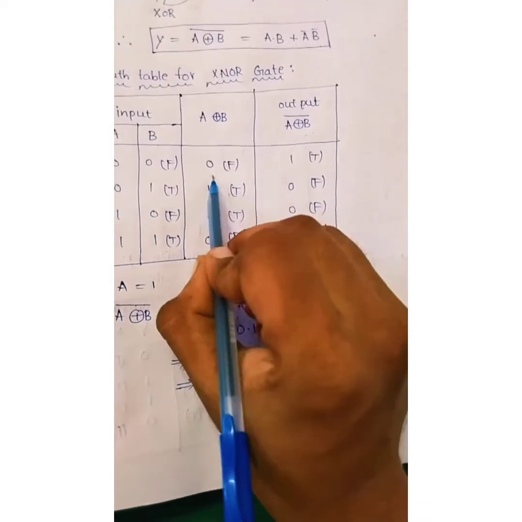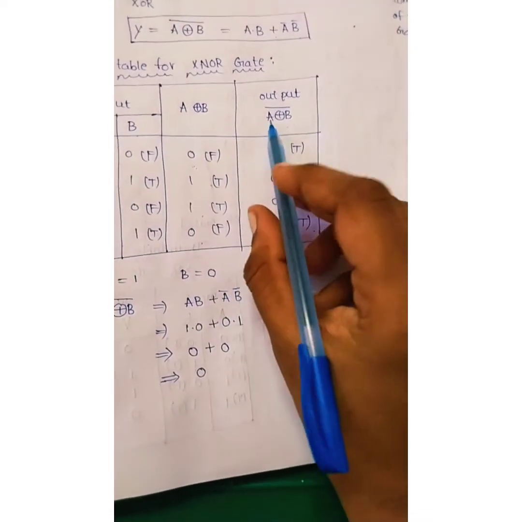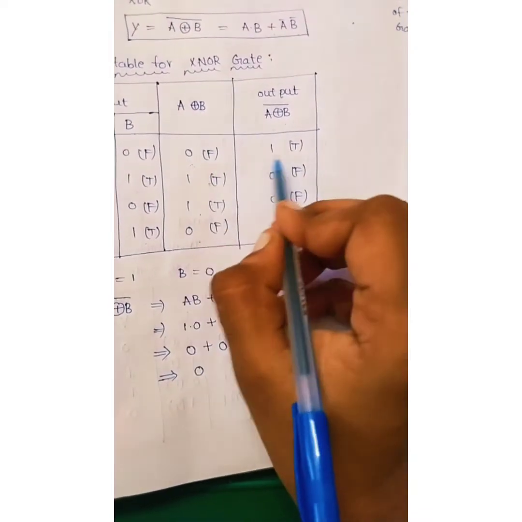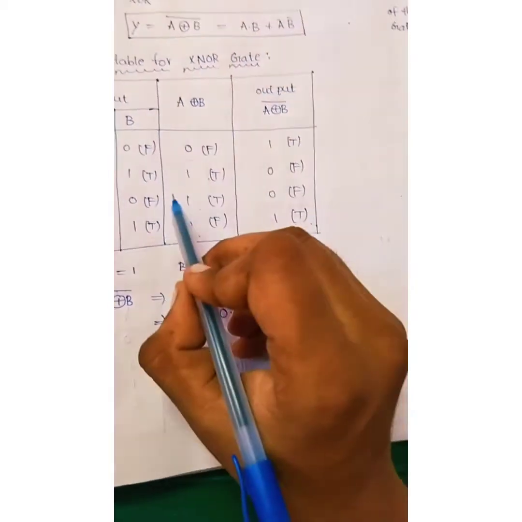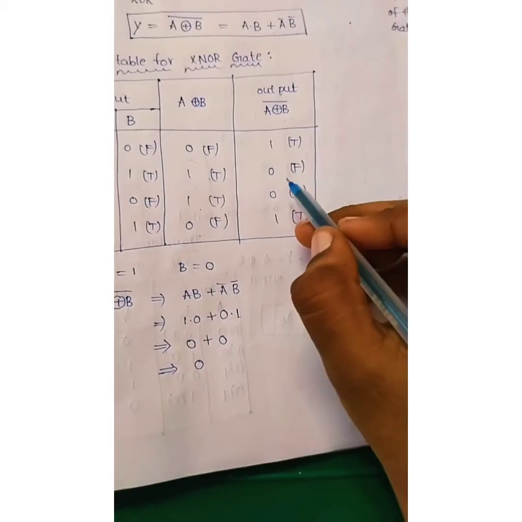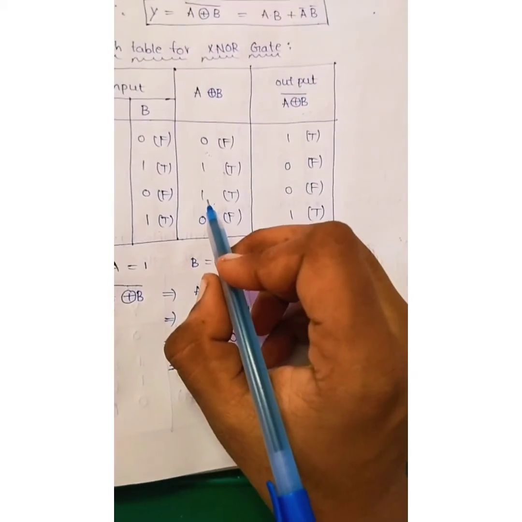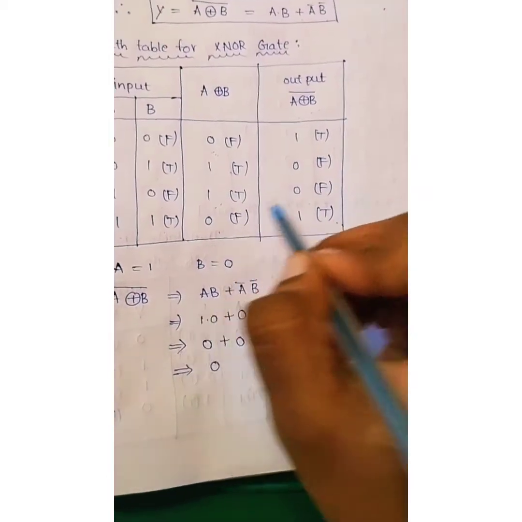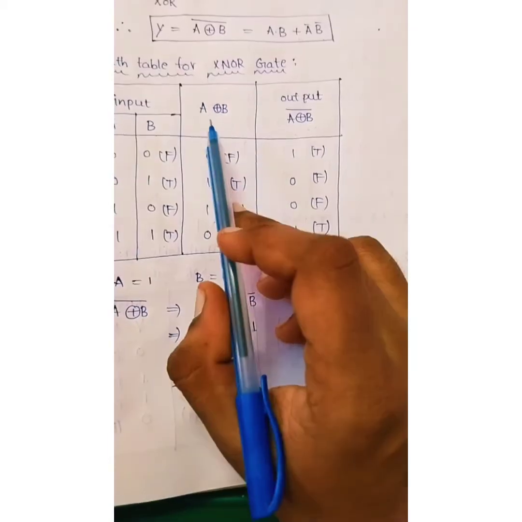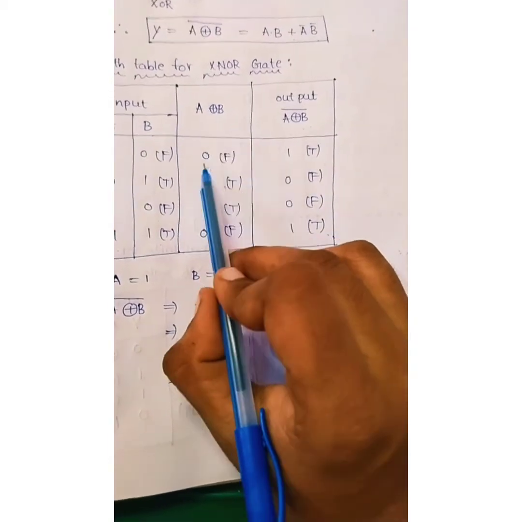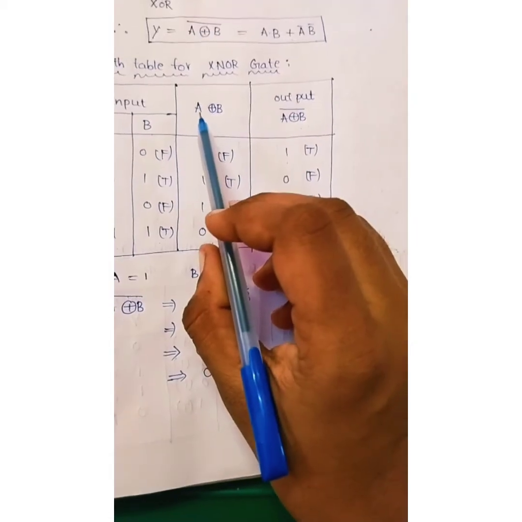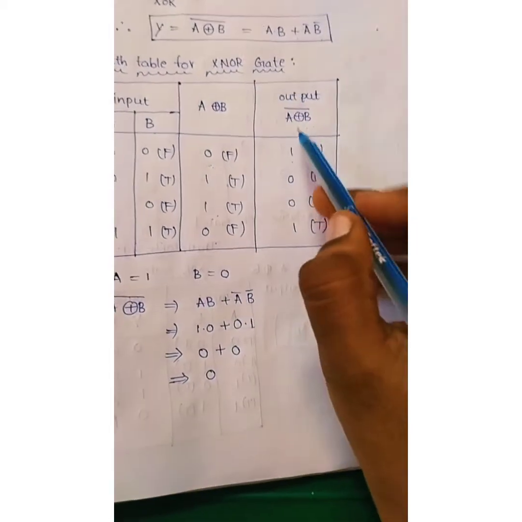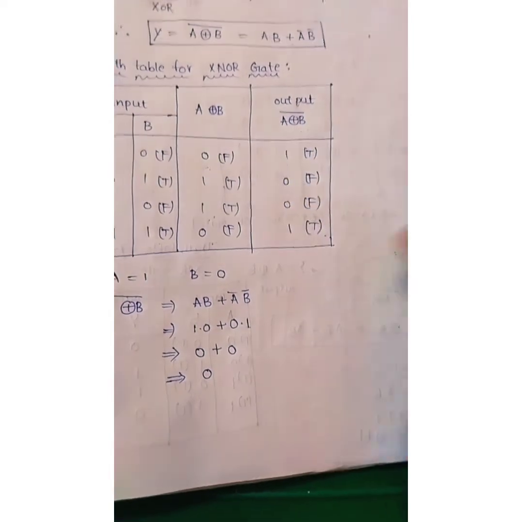Here we take the 0 and we take its bar, so we take the reverse of both. Here A XOR B is 0, then output is 1. Here we take the 1 and it comes 0. Here we take 1 and it comes 0. Here we take the 0 and the output is 1. Means A XOR B is 0, then A XOR B bar is 1. Here A XOR B is 1 and A XOR B bar is 0.